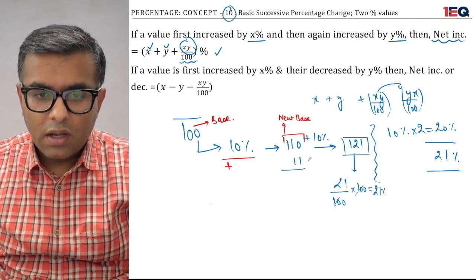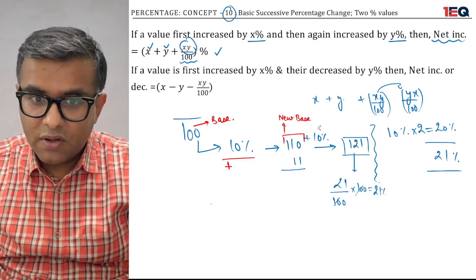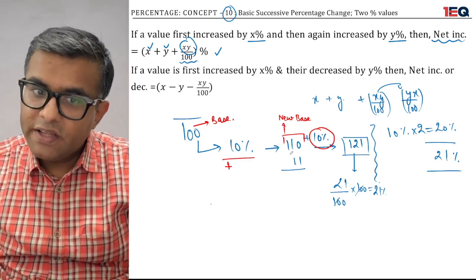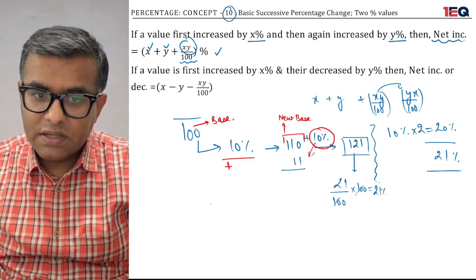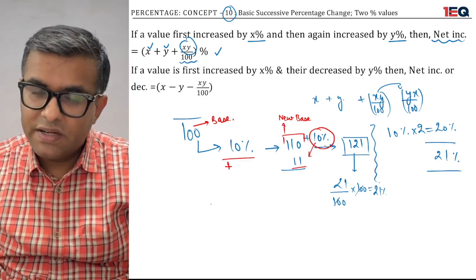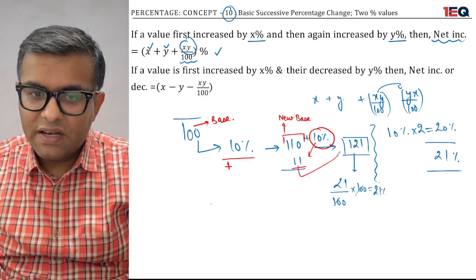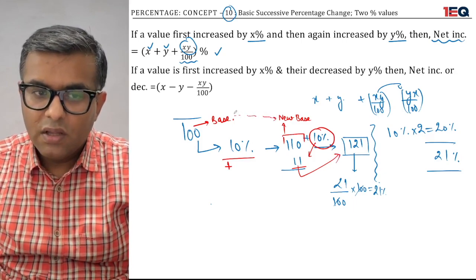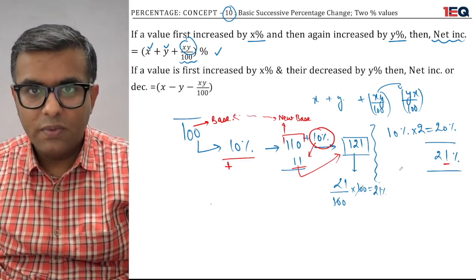Now after another 10% which came into the picture, the base had already changed to 110. That percentage came along with 11. That percentage got multiplied by 10%. 10% multiplied by 110 would give me 11. So this is the final answer. So the base is changing. That is why this 1% comes out to be extra.